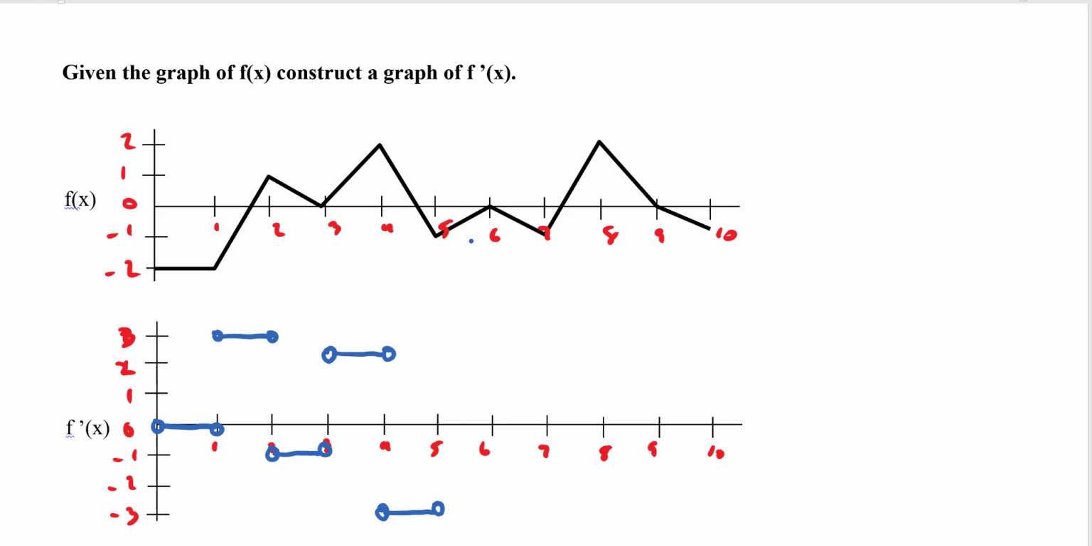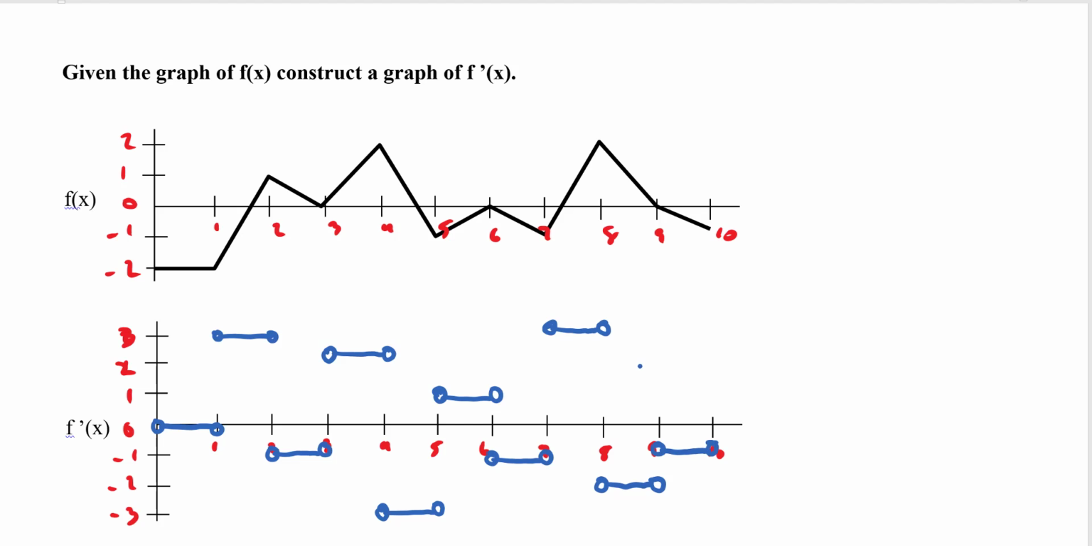Slope between 5 and 6 is 1. Slope between 6 and 7 is -1. Slope between 7 and 8 is up 1, 2, 3. Slope between 8 and 9 is down 2, so it's -2. And the slope between 9 and 10 is -1. Okay, so hopefully you just check this right now and you're good to go.